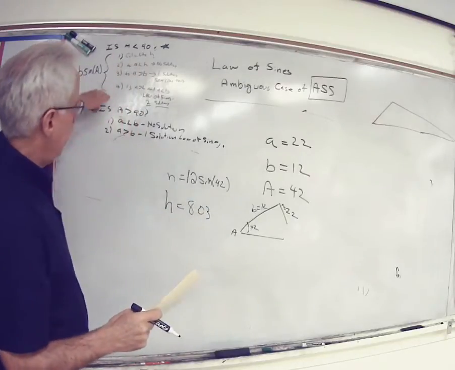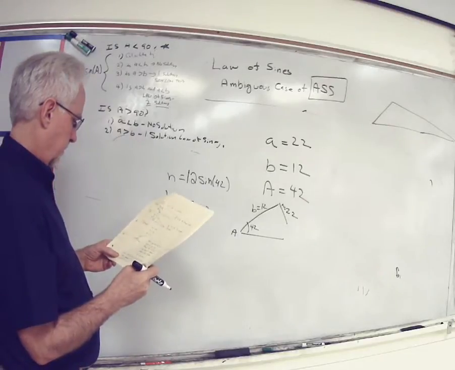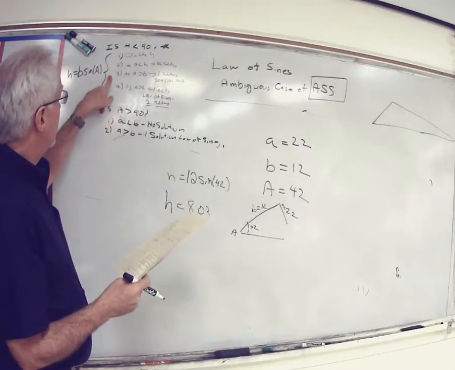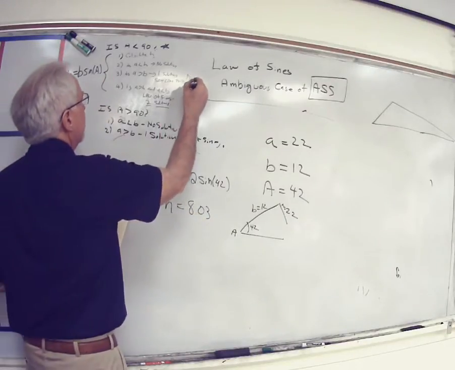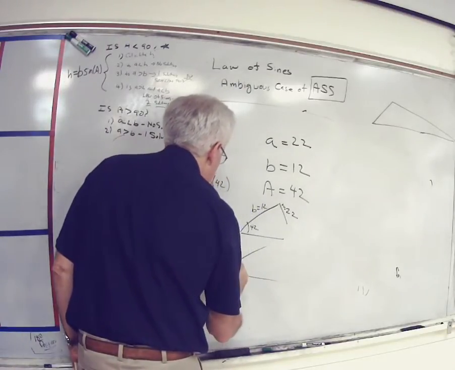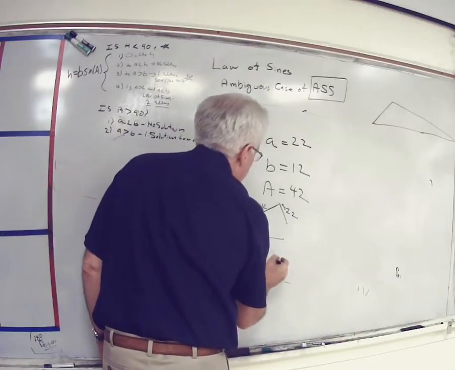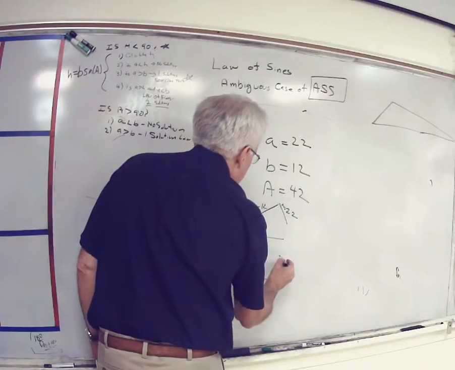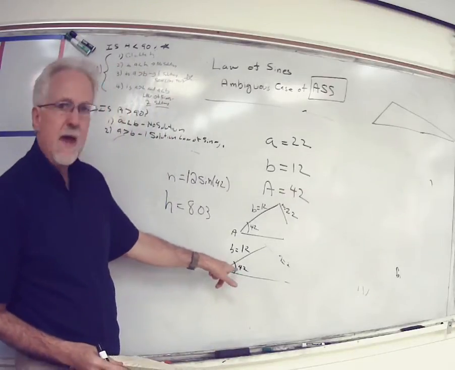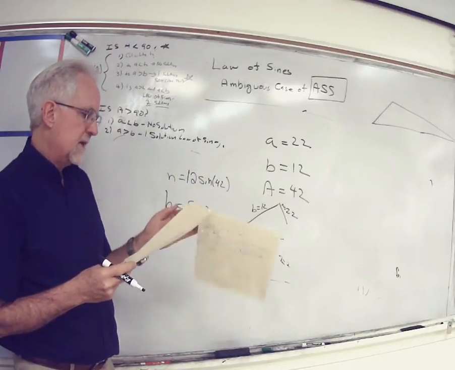Okay, now which one of these am I dealing with? A is greater than B. So I'm dealing with this one, right? So that makes me happy. So what does the triangle look like? This is 42, this is 12, and it comes out this way, because a is equal to 22 and b is equal to 12. So I'm happy. Does everybody see that? There's one solution. How do I solve that?